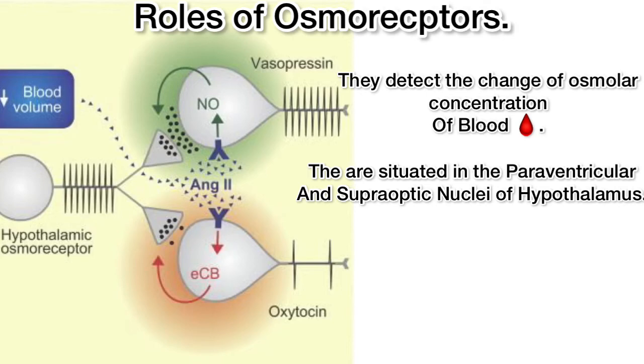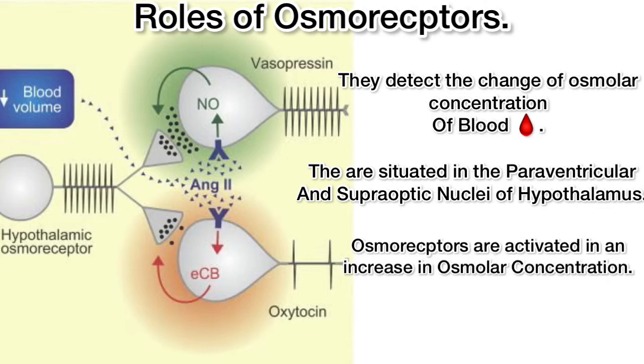When the osmolar concentration of blood increases, the osmoreceptors are activated. Immediately the osmolar concentration of blood is increased, this osmoreceptor is activated. In turn, the osmoreceptor stimulates the supraoptic and the paraventricular nuclei to send a motor impulse to the posterior pituitary through the nerve fibers that we mentioned earlier, and they cause the release of antidiuretic hormone. Antidiuretic hormone on its own will now cause the reabsorption of water from the renal tubules.